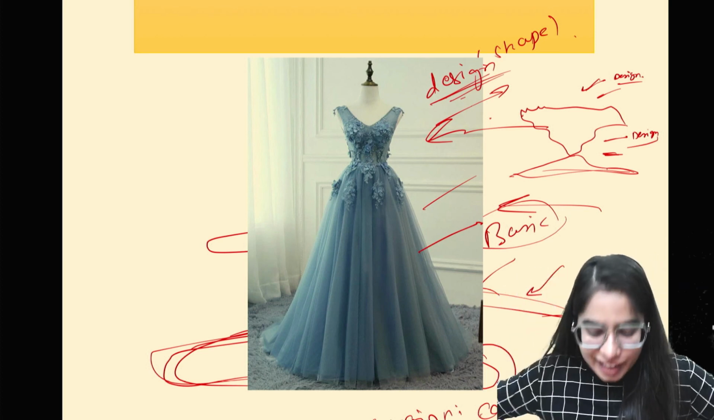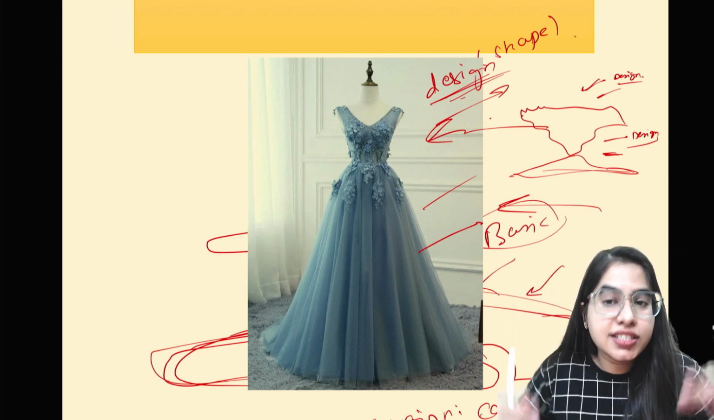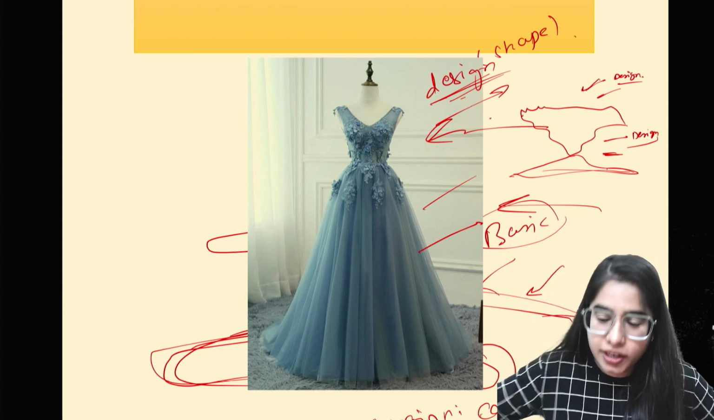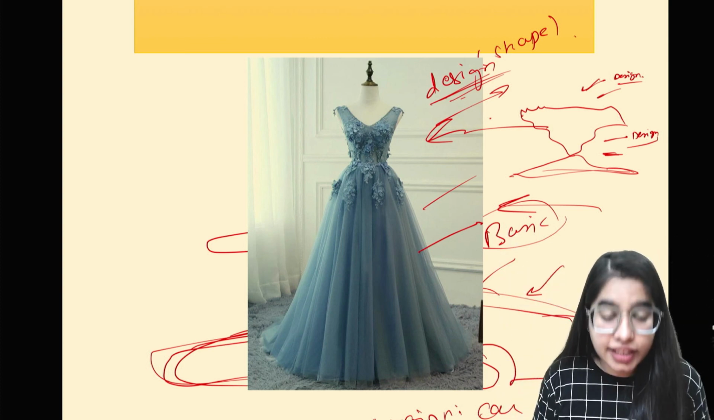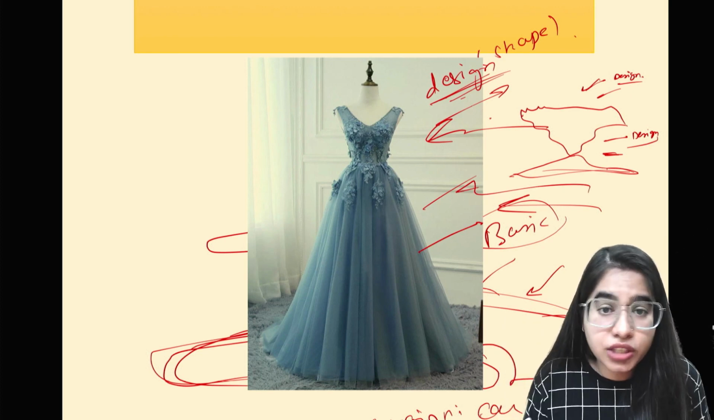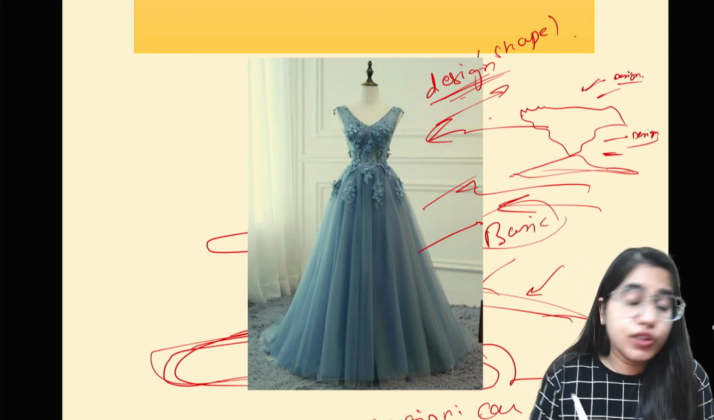Let's take a gown like this. Now, in a gown, please understand, you cannot register the shape. Why? Because every gown is like this only, from top till bottom. The shape of the gown, every gown will be like that only. That you cannot register as a design. For that you cannot get protection.